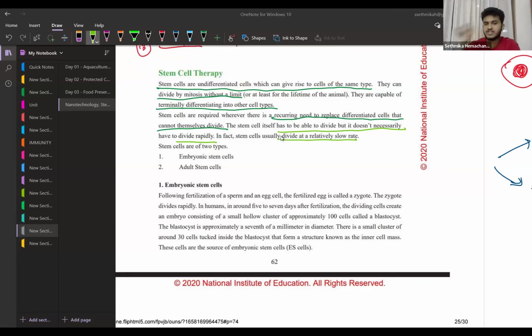They enter the G0 stage of the cell cycle. When doing the cell cycle, you learned most of the cells are actually in the G0 stage. But these stem cells do not enter the G0 stage. They can always divide, right?